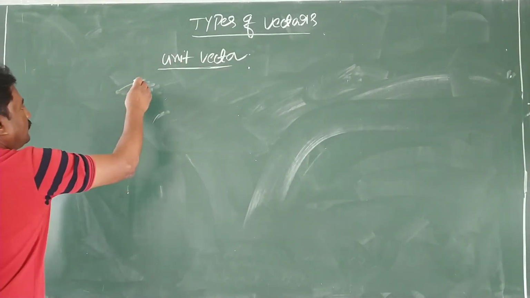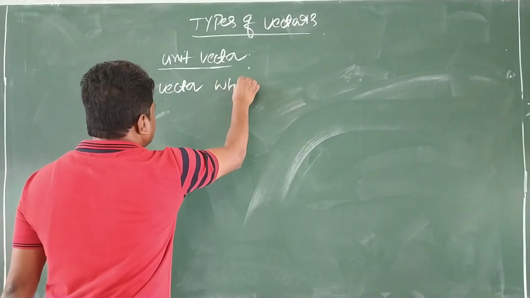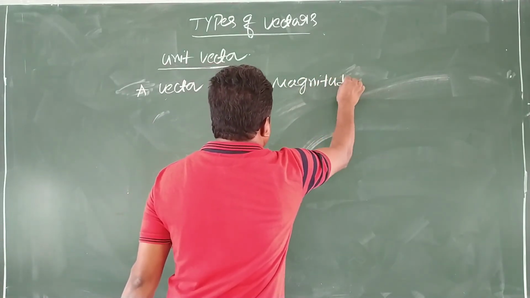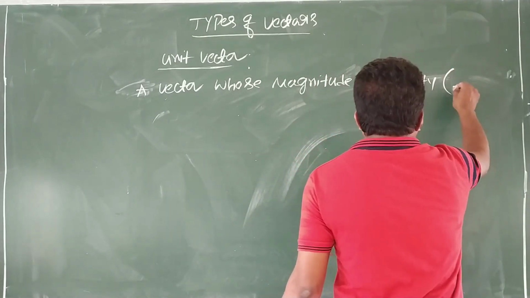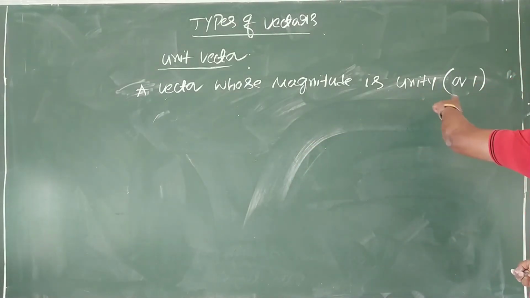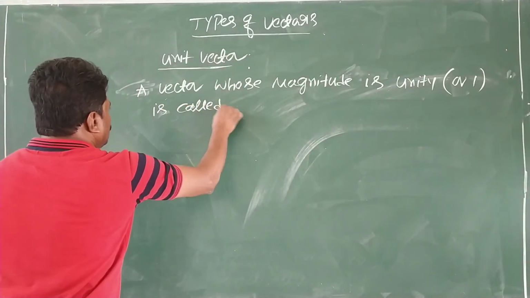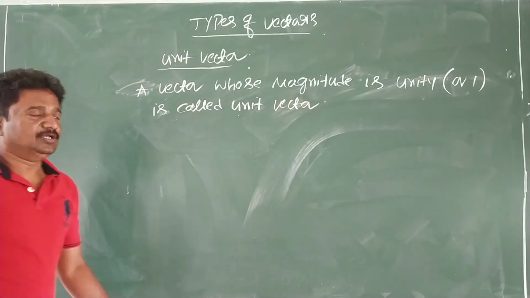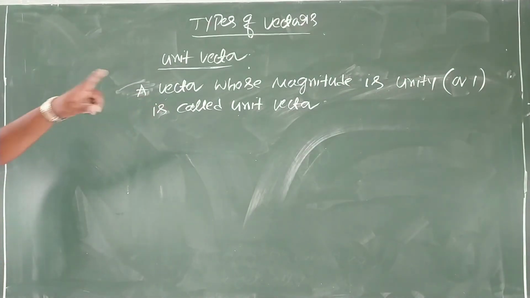Definition. Define unit vector: a vector whose magnitude is unity, or one. Unity means one. A vector whose magnitude is unity is called a unit vector. So I hope you understood. Define unit vector: a vector whose magnitude is unity is called a unit vector. Note.